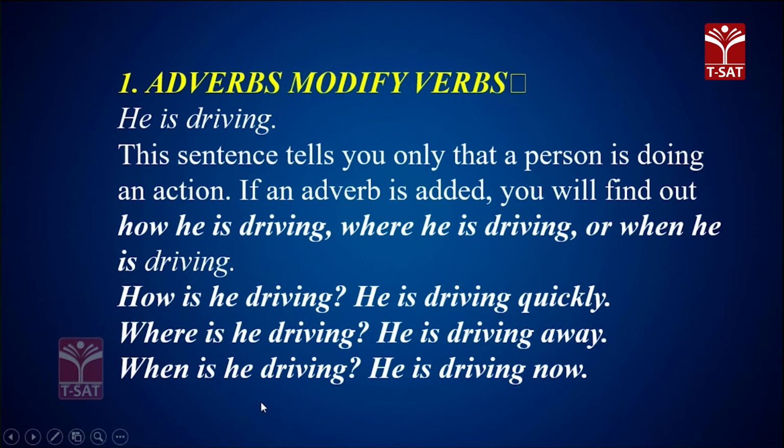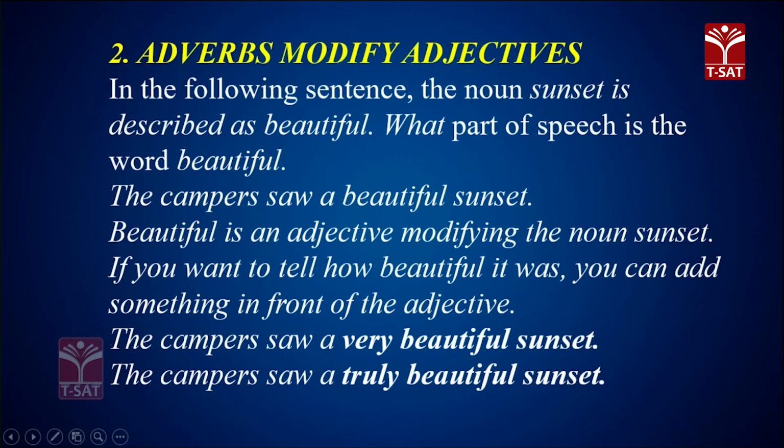When is he driving? He is driving now, right. So, now, away, quickly, slowly, all these words are considered to be adverbs, because these words tell about the action which took place, called driving. In such a way, you will be able to identify the adverbs. Only one thing you should remember: adjectives modify nouns and pronouns, adverbs modify in general verbs, right. With these three examples, you can easily identify the adverbs in a sentence, right.